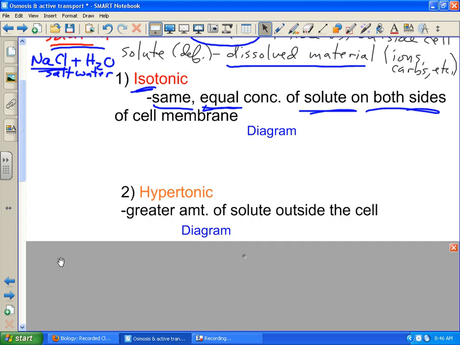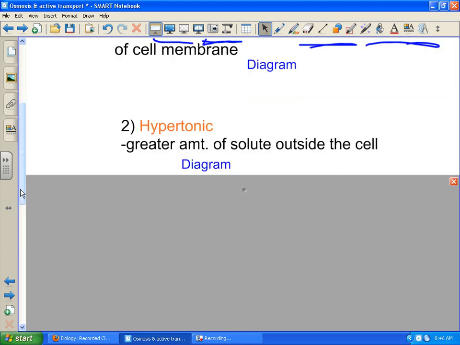Let's look at a second situation, which is quite a bit different. This is called hypertonic.